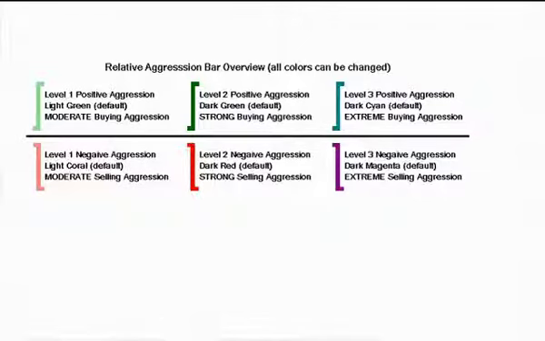And just as a quick overview, we have three levels of both positive and negative aggression. And I see that I have the word negative spelled wrong. I apologize about that. I've got to fix that. But what that's telling us is which side of the market in real time is showing more aggression, and it's aggression that actually moves the market.